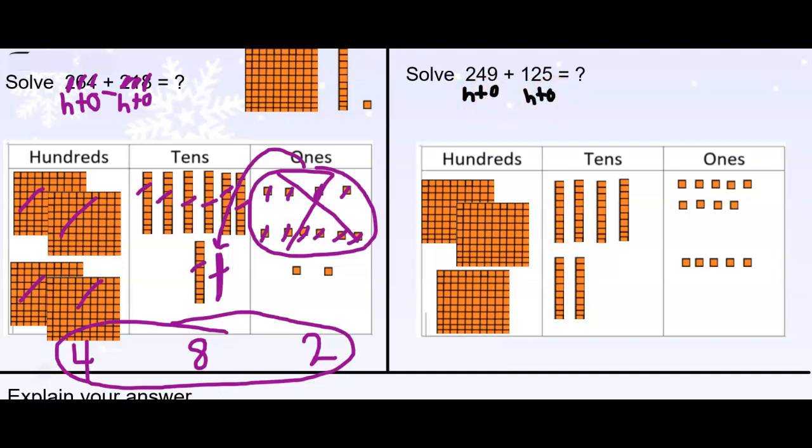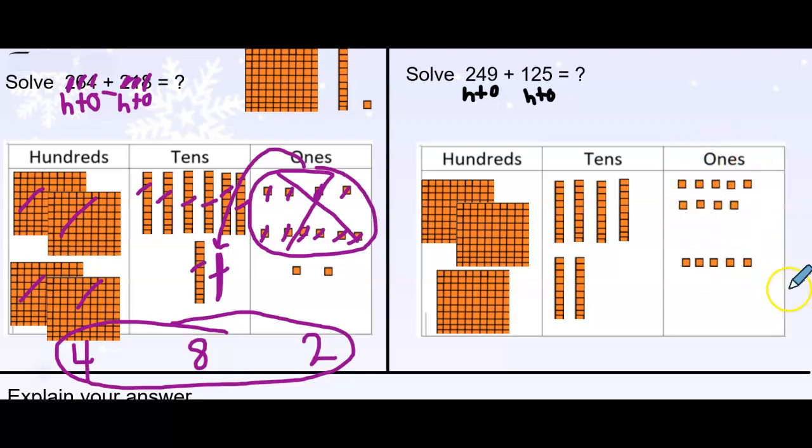125. Remember, the first step is to identify the place values of each number. Then, draw the amount of ones, tens, and hundreds for the first number, and then the amount of ones, tens, and hundreds for the second number. Then, starting in the ones place, count your blocks.